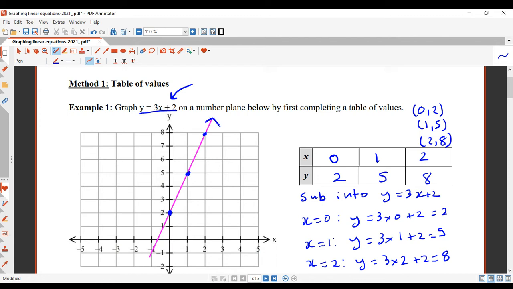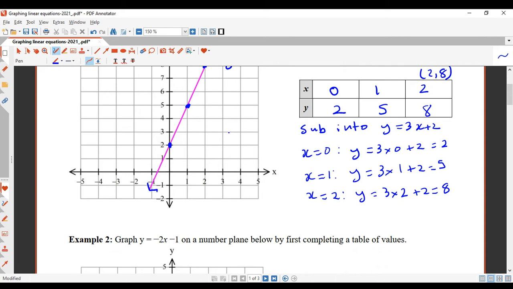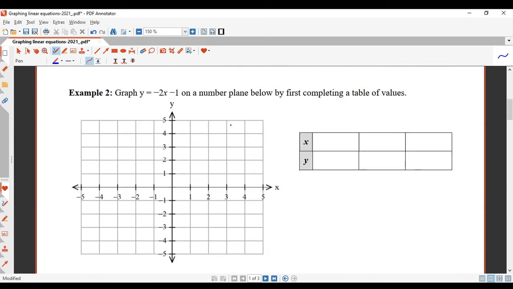So arrow there, arrow there. Y equals 3x plus 2. And you should label the equation. Okay. Let's look at the next one.